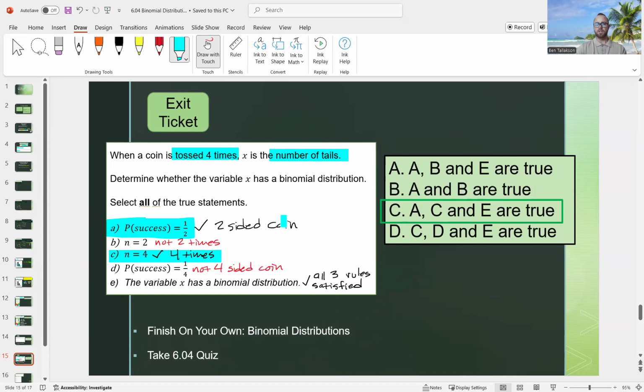And finally, we're going to say, yes, the variable X does have binomial distribution because not only is tails determining a success or failure every time, but it's also going to be the same probability every time.